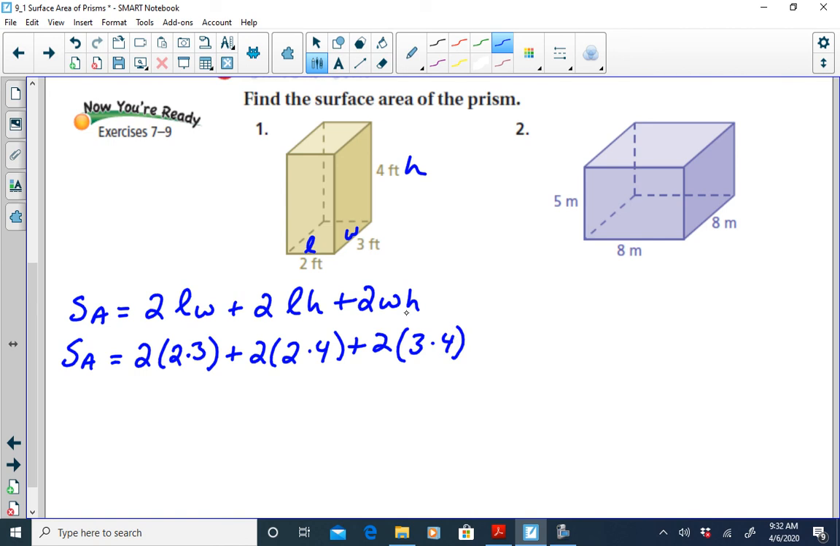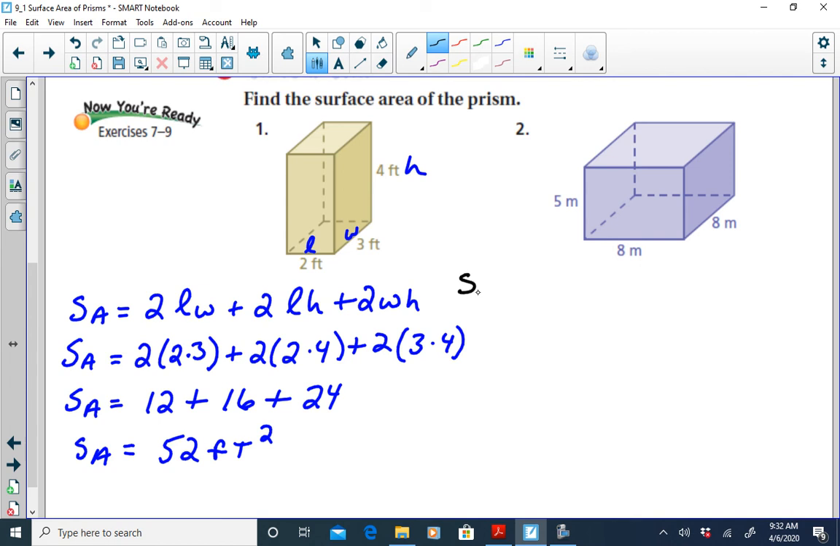Alright, and then your surface area is going to be equal to 2 times 3 is 6, times 2 is 12, plus 2 times 4 is 8, times 2 is 16, plus 3 times 4 is 12, times 2 is 24. So your surface area is going to be equal to, what's that, it's going to be 52 square feet. Alright, and we'll do one more example of a rectangular prism, then we'll move on to our triangular prisms.